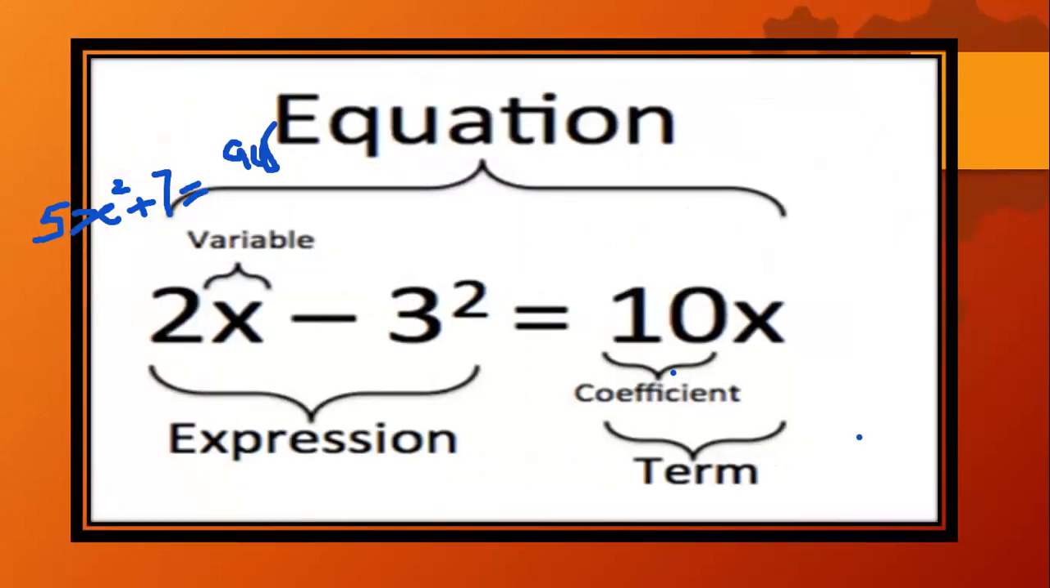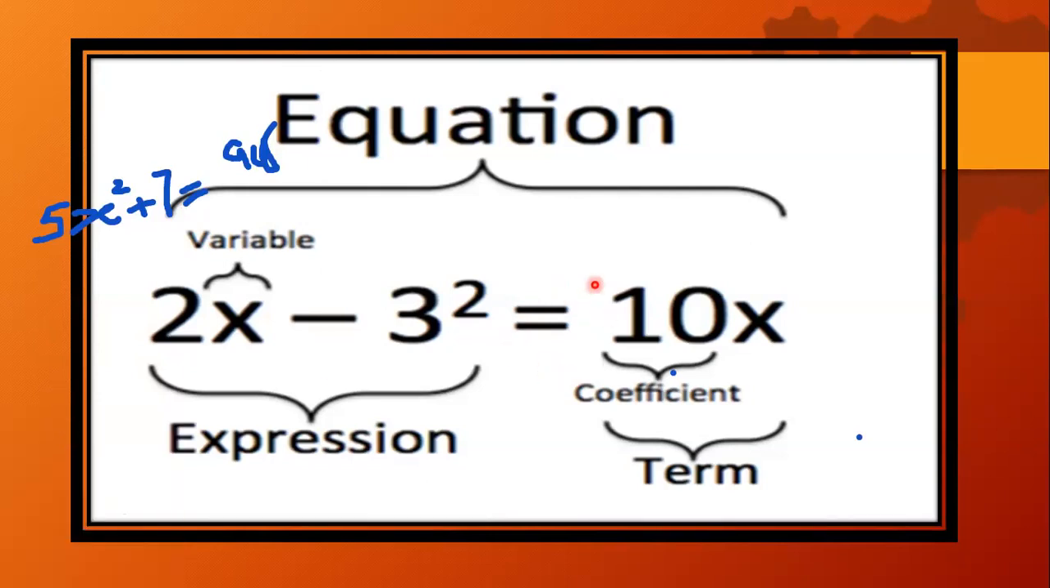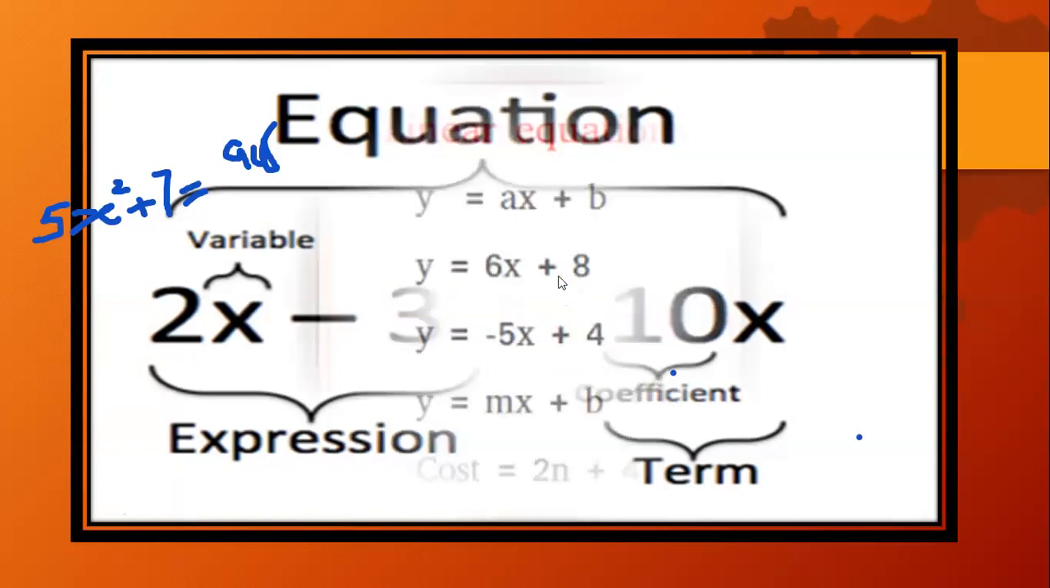You can see this is also an equation: 2x minus 3 raised to power 2 is equal to 10x. This is also said to be an equation because there lies a sign of equality in it. Any statement that contains the sign of equality is said to be an equation.